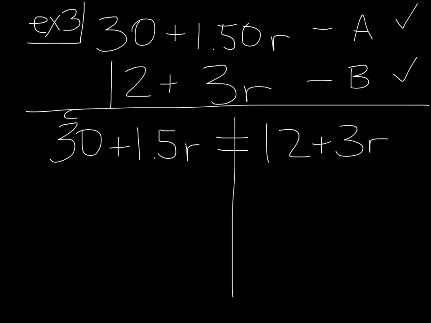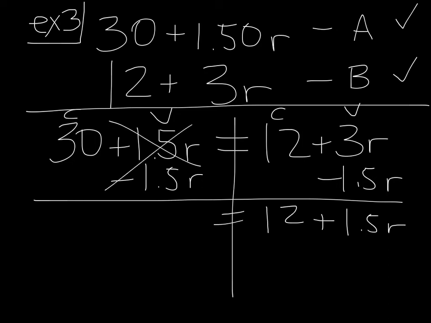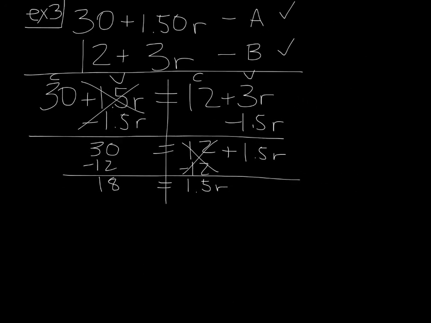Well, same thing here, constant, variable, constant, variable. I'm going to start by subtracting 1.5R on both sides. That gives me 1.5R here. That's positive. Plus 12 because it was positive 3R, and then on this side drops the 30. Now since I put my variables on the right, I got to take my constants to the left. So that gives me 30 minus 12 is 18 equals 1.5R. Going to give myself some more room here.